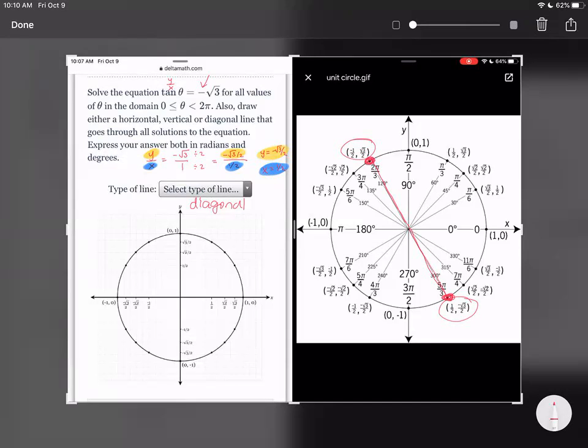So we're going to have two answers. We're going to have the 2 pi over 3, aka 120 degrees, and the 5 pi over 3, aka 300 degrees. And we're going to represent this with a diagonal line. So before I go enter it into Delta Math, do you guys have any questions?